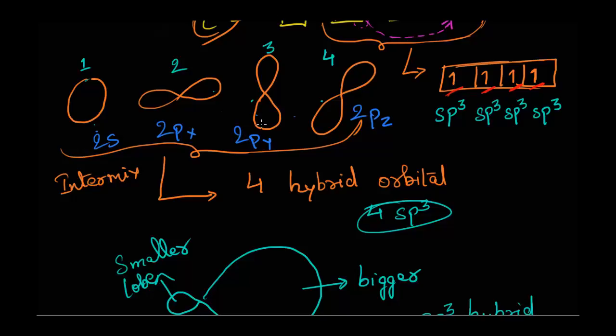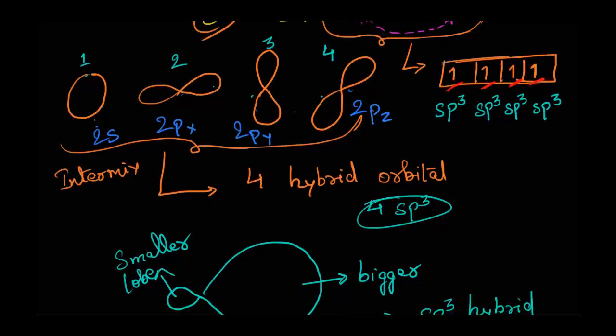The second point is the number of hybrid orbitals. Here the number of hybridizing orbitals was 4, and the number of hybrid orbitals we got was also 4. So the number of hybrid orbitals is always equal to the number of hybridizing orbitals. The next point is that the hybrid orbitals are all equivalent in energy.